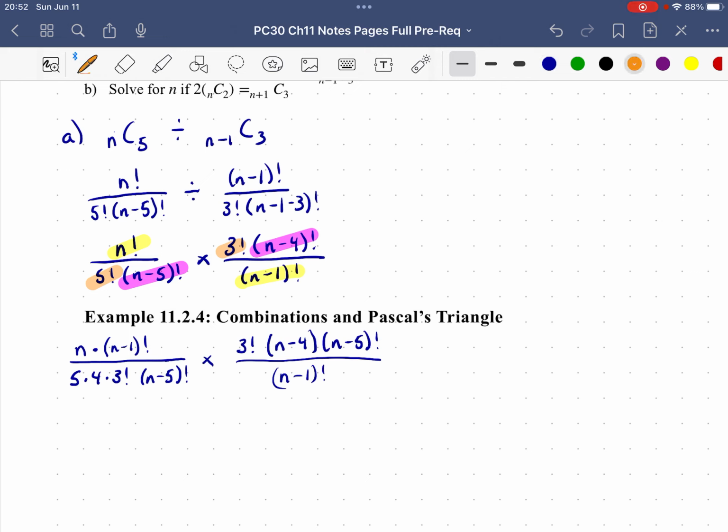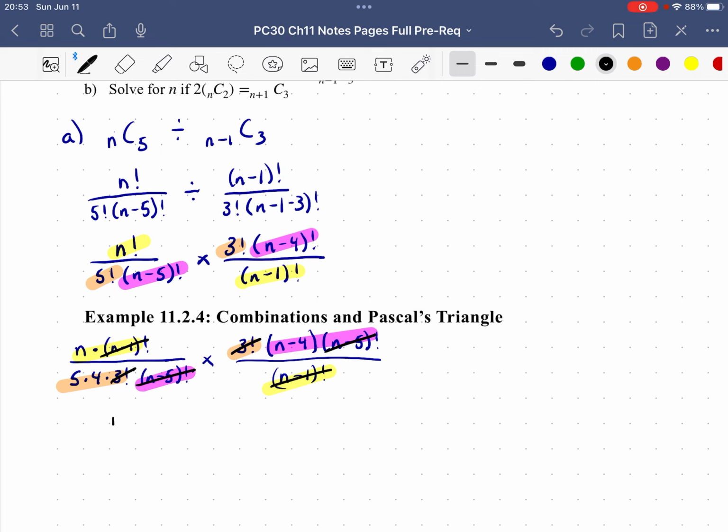Okay, now let's look at those colors again. Let's look at the orange. Oh, wrong thing. I want a highlighter. Well, let's undo first. Let's look at these orange guys. Let's look at the yellow guys. And then let's look at the pink guys. All right, so we've got some canceling that we can do. We can cancel out this (n minus 1) and this (n minus 1). We can cancel out this (n minus 5) factorial, this (n minus 5) factorial. We can cancel out this 3 factorial and this 3 factorial.